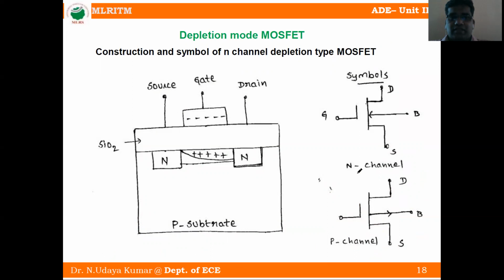This is the construction, symbol and N channel depletion type. Previously we saw the enhancement mode. Here this is the depletion mode. In depletion mode, current conduction decreases, that is, the ID drain current decreases. Depletion is nothing but decrease. You can observe it is similar to enhancement also. Here this is the P-type substrate, and N plus heavily doped material is induced into the P-type substrate.